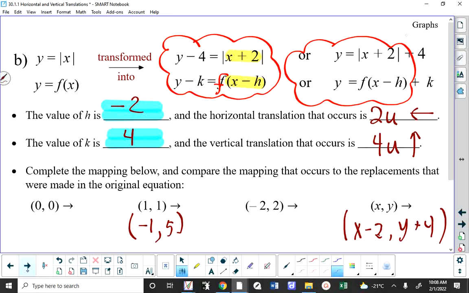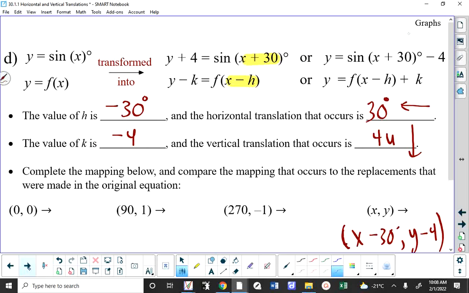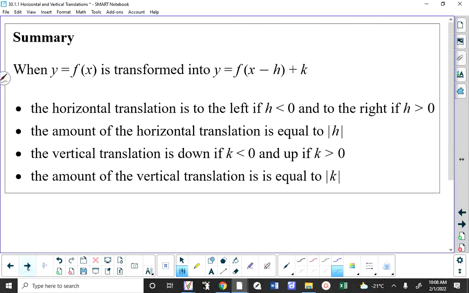So just in the back of your head, make a mental note that what happens in the equation today is the opposite of what happens to the graph. And it's true for all of them. Cut to the chase here with d, x becomes x plus 30 in the equation. On the graph, x turns into x minus 30. So up here, this is about the equation. Down below with the mapping, it's about the graph. All right, so that's the lesson.